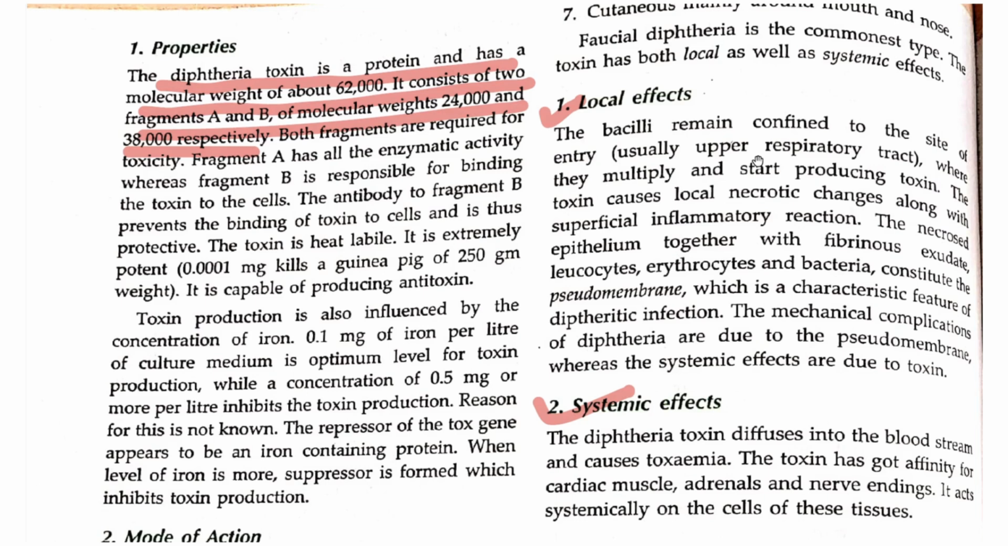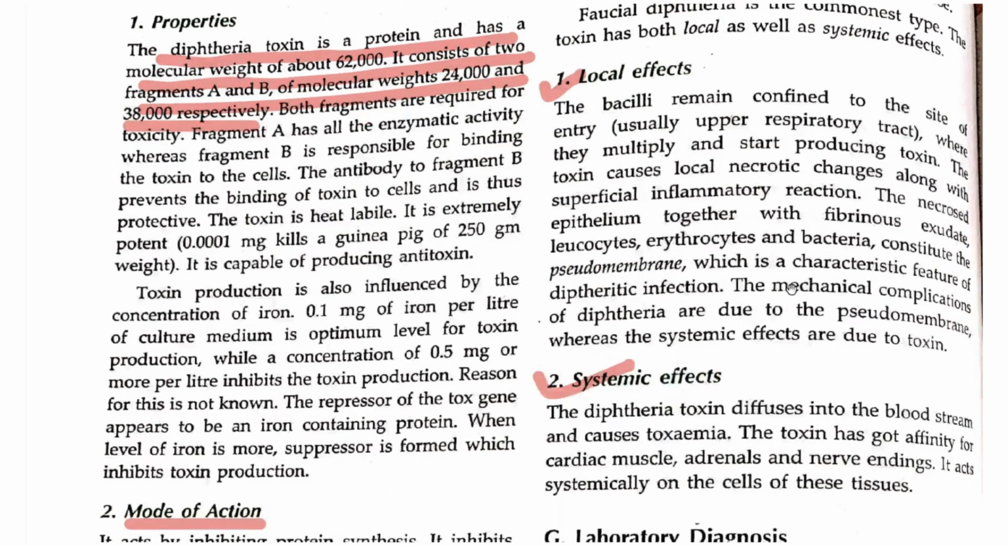The necrosed epithelium together with the fibrinous exudate, leukocytes, erythrocytes and bacteria constitute the pseudomembrane, which is a characteristic feature of the diphtheritic infection. The mechanical complications of diphtheria are due to the pseudomembrane, whereas the systemic effects are due to the toxin. This is an important point that you need to mention. So, in the local effects, you have to write about the pseudomembrane formation.